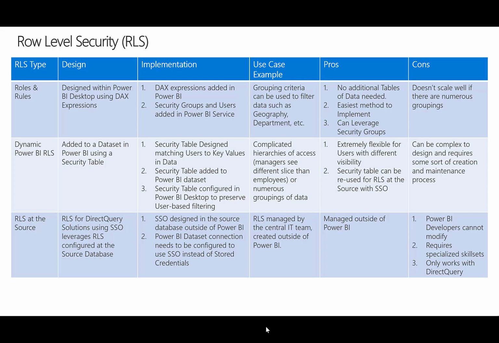And with dynamic row level security, you would actually use a table of data that maps individual people to categories or other rows of data. It's a little bit more complicated to implement, but it also gives you more flexibility.